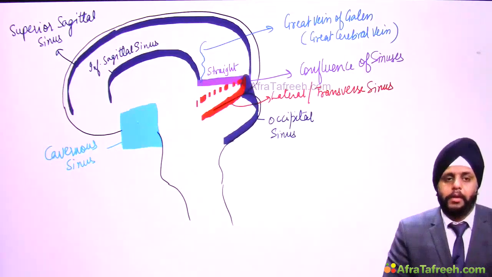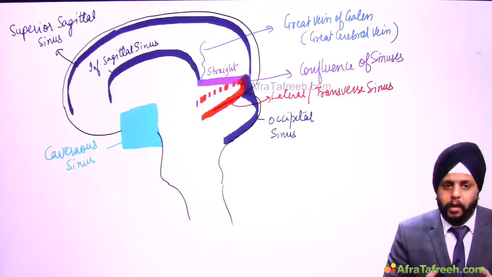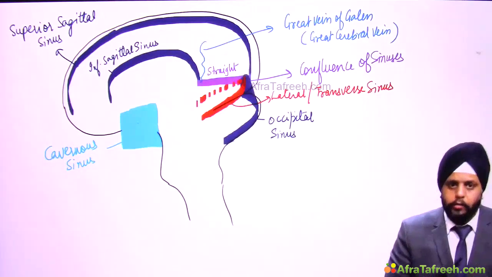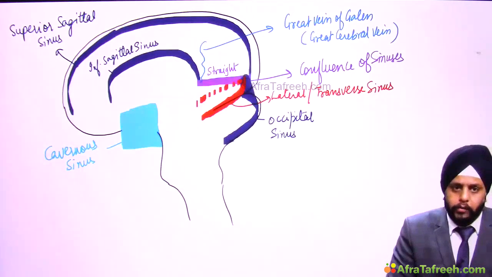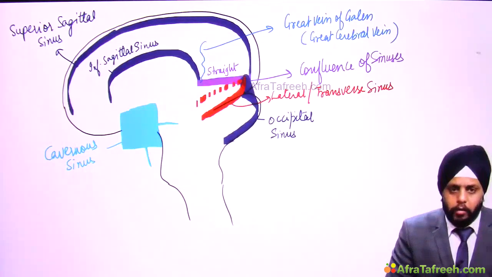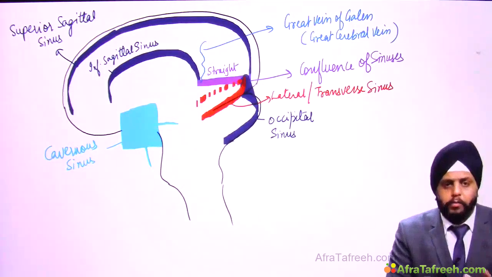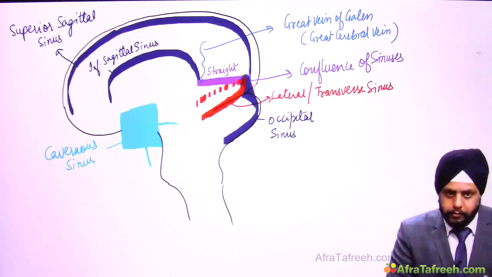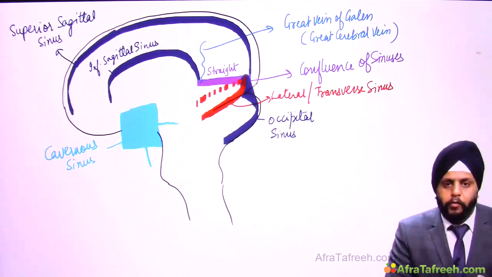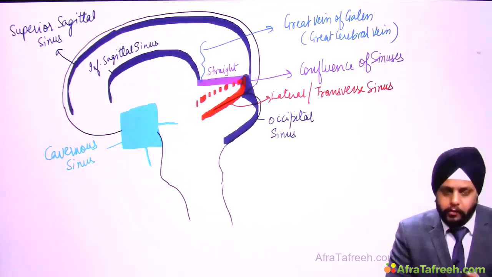So this cavernous sinus says, yes, I have two daughters. So how many daughters do I have? Two daughters. An elder daughter and a younger daughter. The younger daughter is much more beautiful than the elder daughter. Alright, so with which one will you marry? Which daughter will you marry?